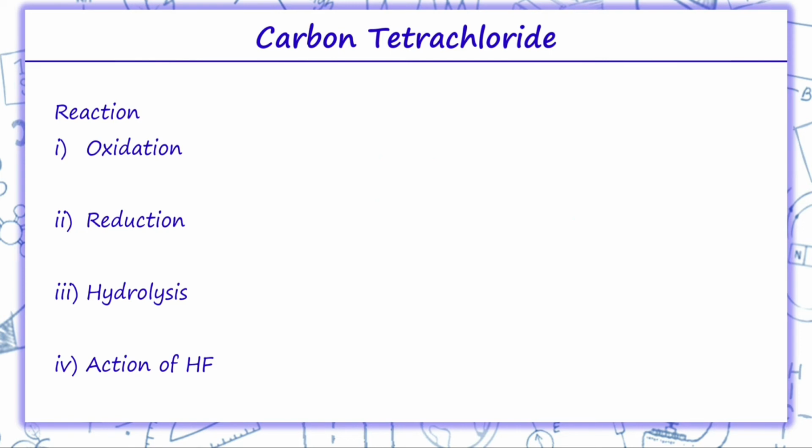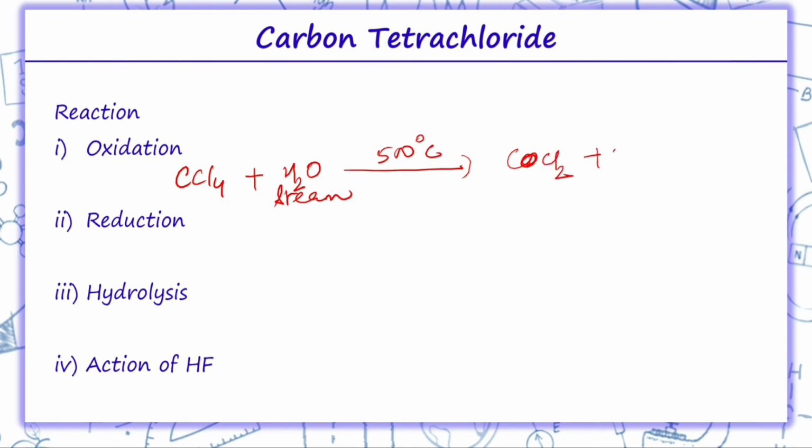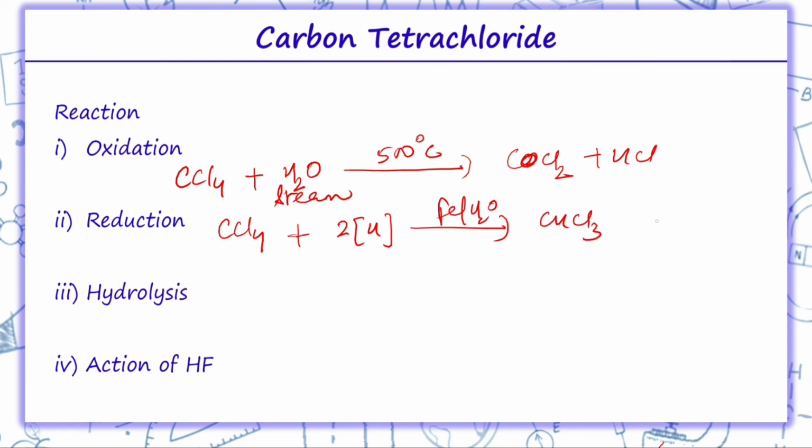Moving on to the reactions of carbon tetrachloride. Carbon tetrachloride on oxidation, that is with steam at 500 degrees Celsius, forms COCl2 plus HCl. Next is carbon tetrachloride on reduction. On reduction it will form chloroform with Fe and H2O plus HCl.